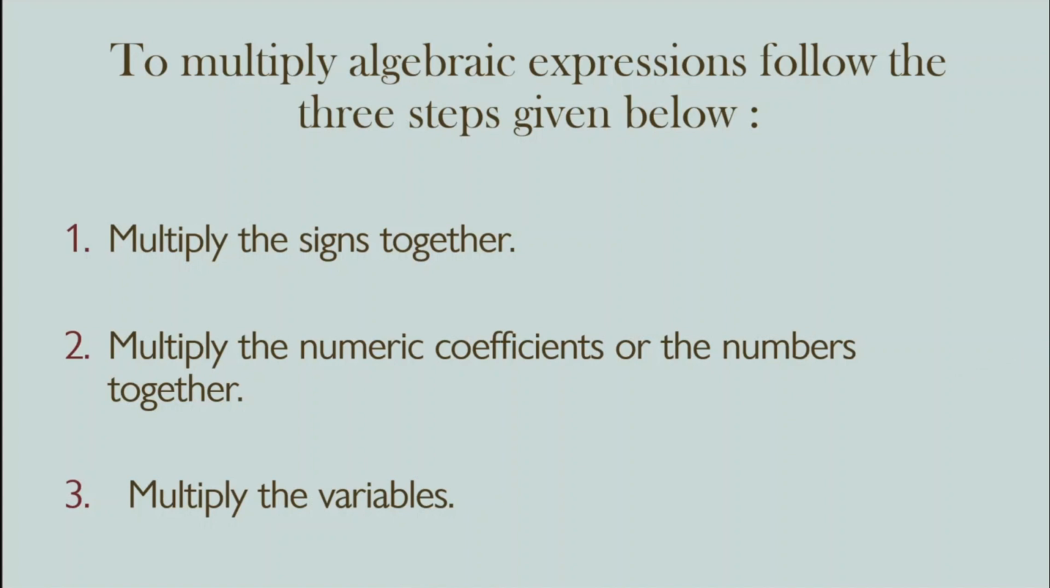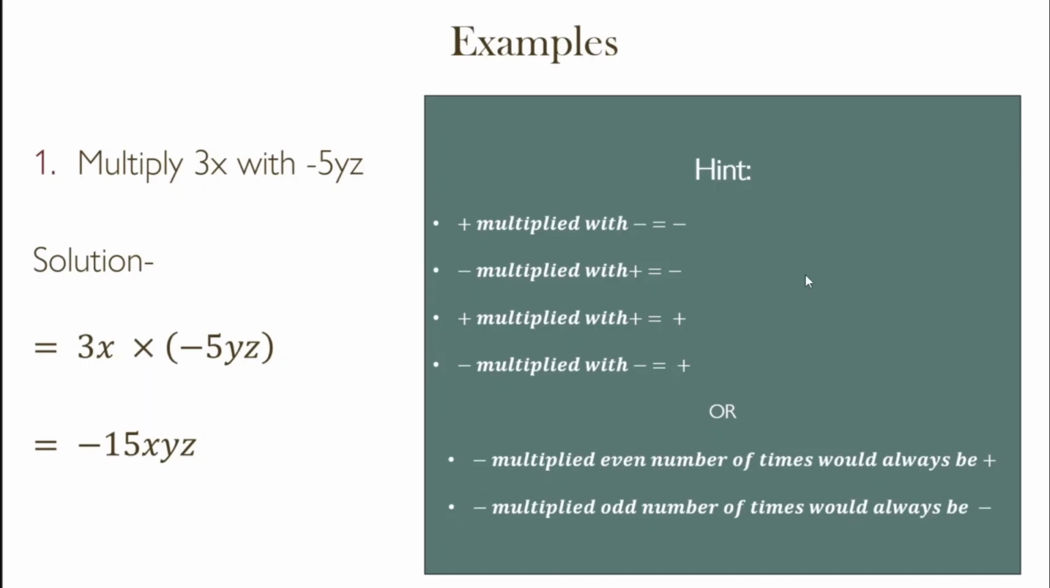Whenever you have been given two or more algebraic expressions that we need to multiply, always first multiply the signs together. Second is to multiply the numeric coefficients or the numbers together. And third, which is the last step, at the end multiply the variables to get the final answer. To understand these steps more precisely, let's look at some examples.